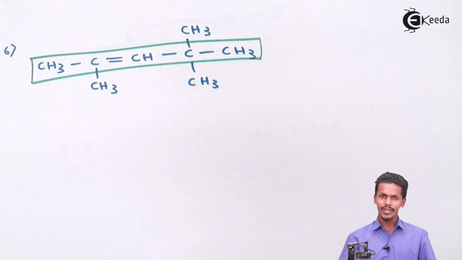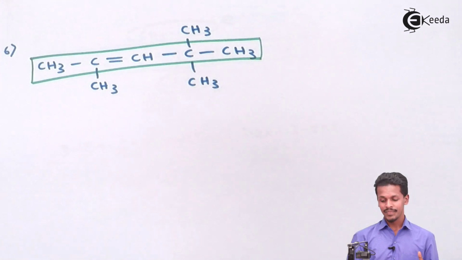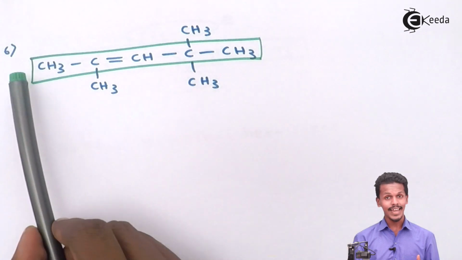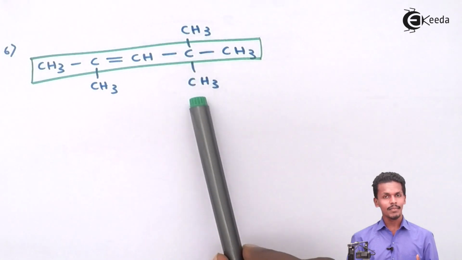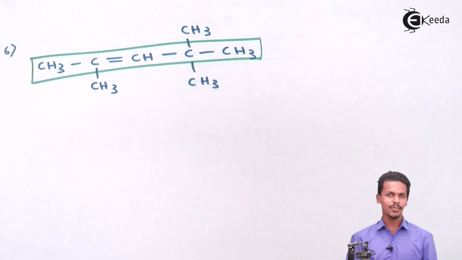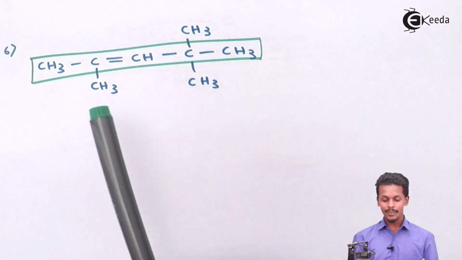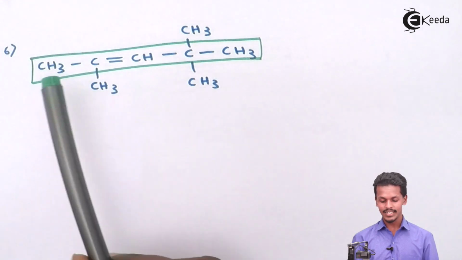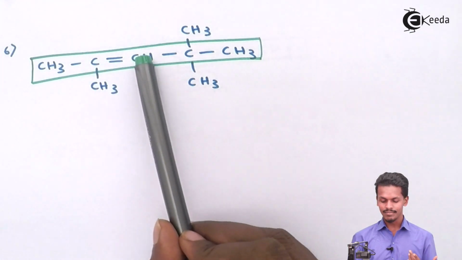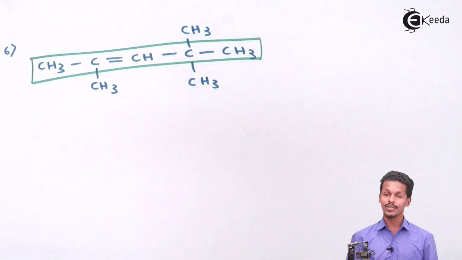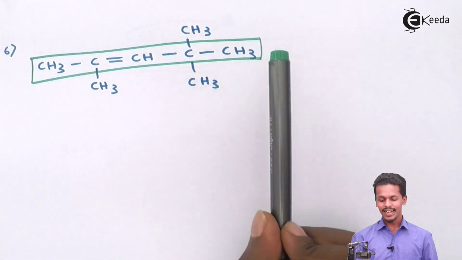But while numbering it, I could number it from this end also. The reason behind that is, as I move from this end to this end while numbering, this is what I could get maximum branching. So at the second carbon, I could see more branching compared to that of this one. If I number it from this end, this is 1, this is 2, then the second has only 1 branching, while 3, 4 has basically 2 branching. So should I number it from here? No, I can't number it from here.